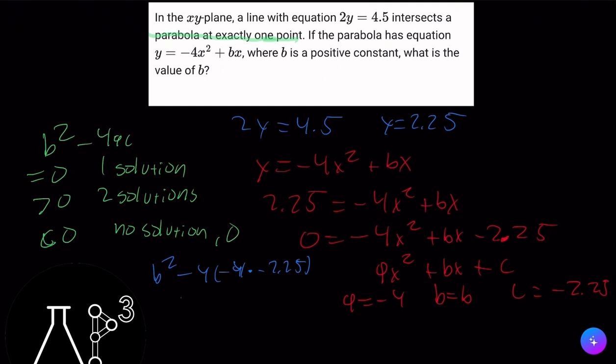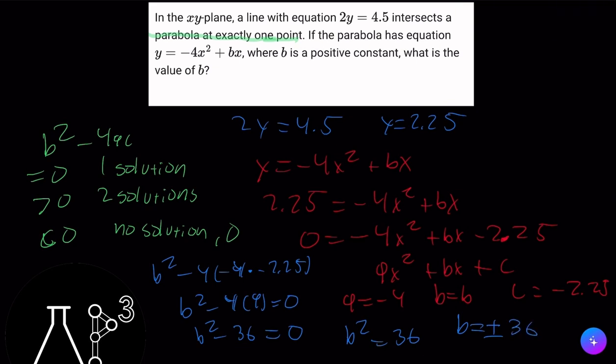So we get b squared minus 4 multiplied by positive 9, which equals 0, because if it equals 0, it tells us that it intersects at one point, and that's what we're looking for. So multiplying both numbers, we get b squared minus 36 equals 0. If I move it to the right side, I get b squared equals positive 36. And if we find the square root of 36, we get b equals plus or minus 6.